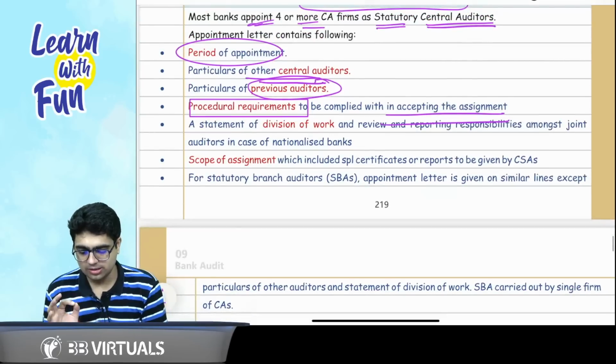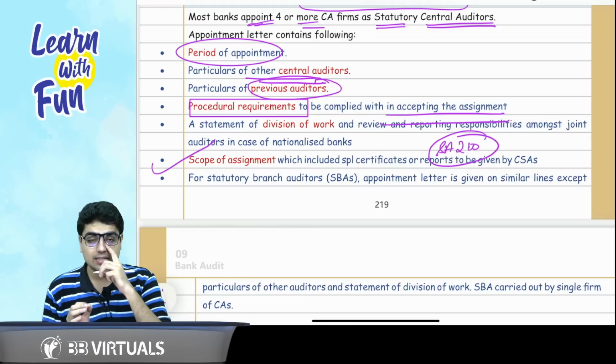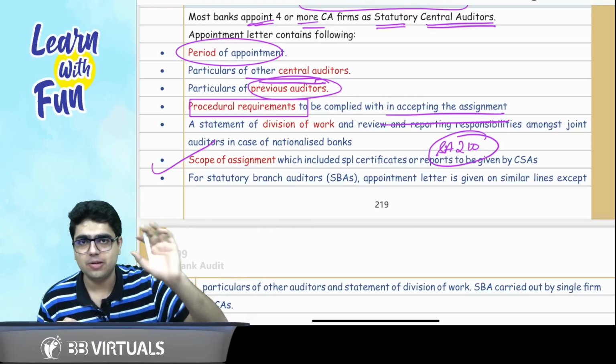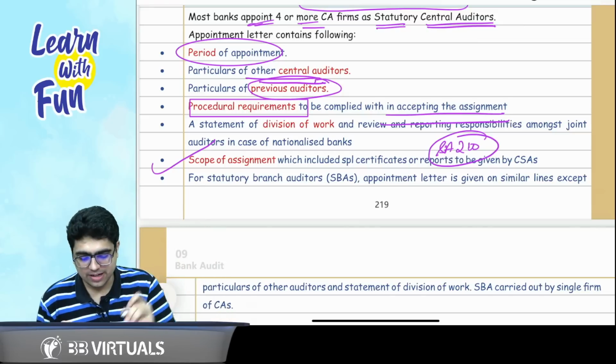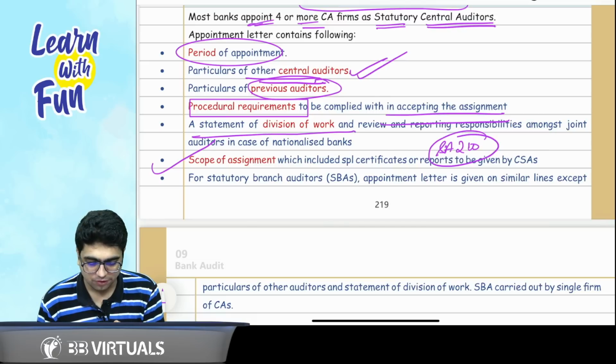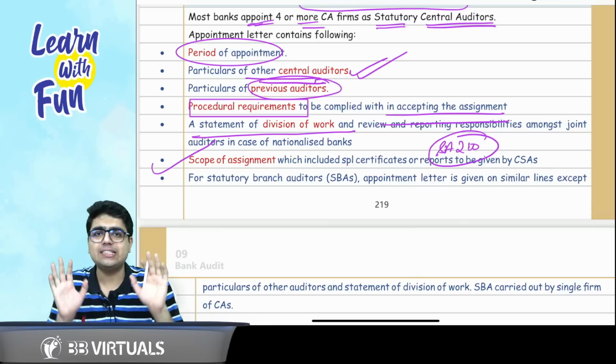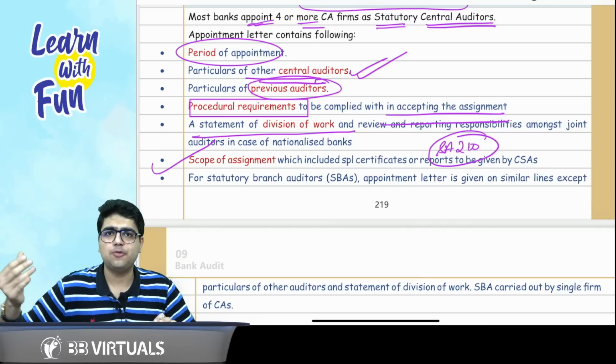Then they will be told the scope of assignment, as it is also said in SA 210, agreeing the terms of audit engagement. Since they are working with other auditors, a statement of division of work and reporting requirement shall also be prepared. So please remember these 4 to 5 points. Sir, what are the 4 to 5 points?